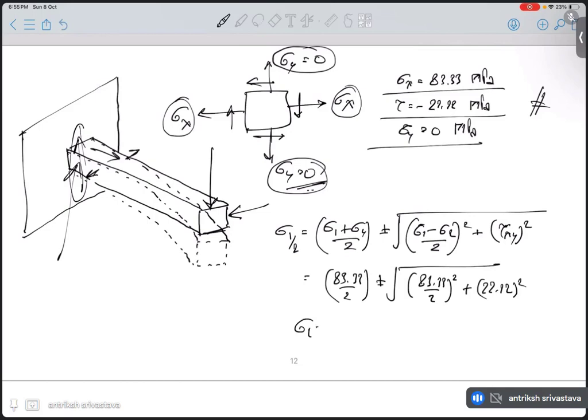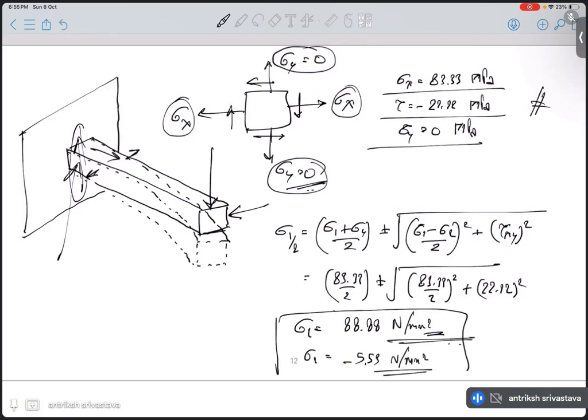So this will give us our sigma 1 and sigma 2 as, let me just calculate, 88.88 Newton per mm square and minus 5.53 Newton per mm square. Are you also getting the same answer?